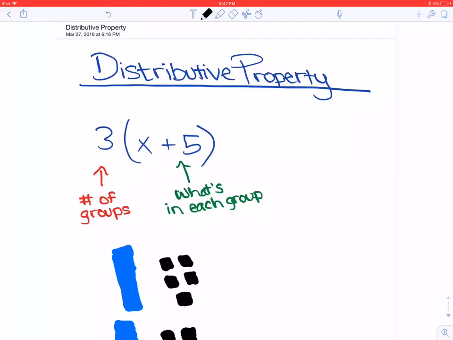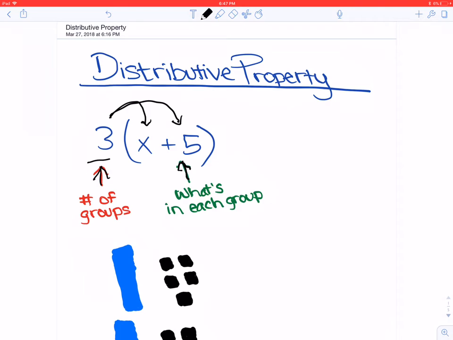You're taking this number of groups, so 3 groups, and what am I putting in each group? What am I putting in each goodie bag? x plus 5. And I'm multiplying. If I'm giving out 3 goodie bags of x plus 5, how much do I need of each?